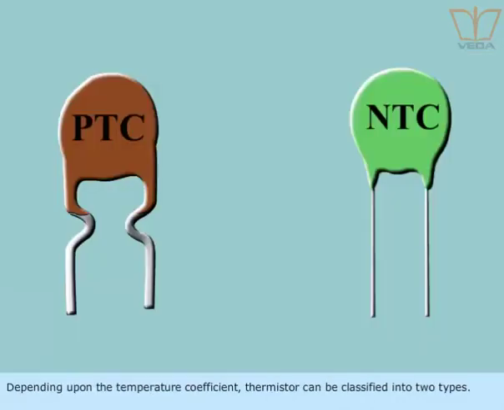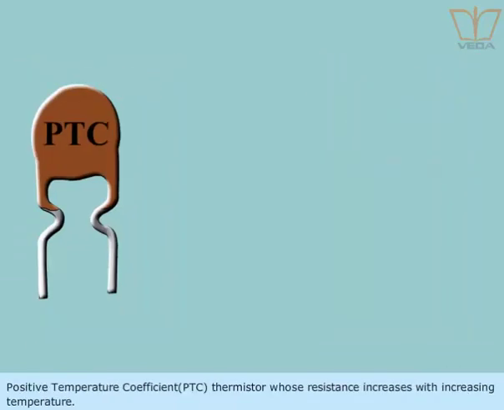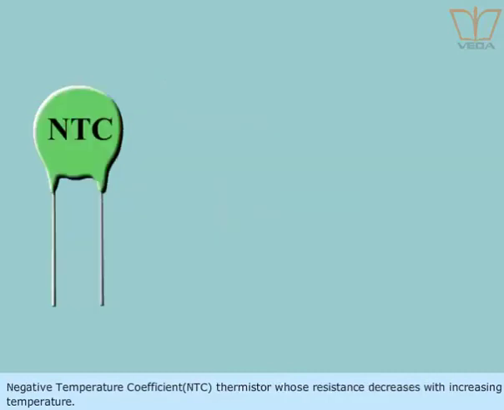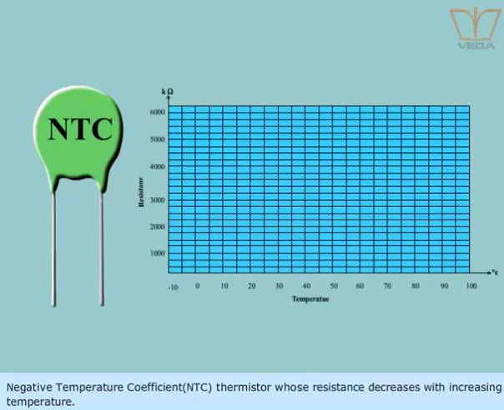Depending upon the temperature coefficient, thermistor can be classified into two types. Positive temperature coefficient, PTC thermistor, whose resistance increases with increasing temperature. Negative temperature coefficient, NTC thermistor, whose resistance decreases with increasing temperature.